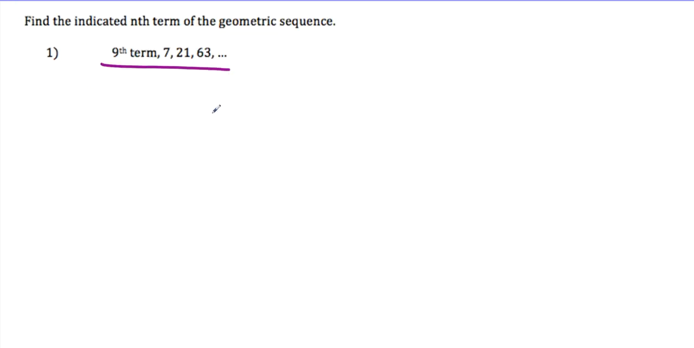Let's find the ninth term of here. So what we're missing is our r. We need our r. We have a sub 1. a sub 1 is equal to 7, so that's helpful. We just need our r. In arithmetic, we're always looking for our d and c. Here, we're just looking for an r. Well, our r is nothing more than 21 over 7, which is the same as 63 over 21, which is equal to 3.